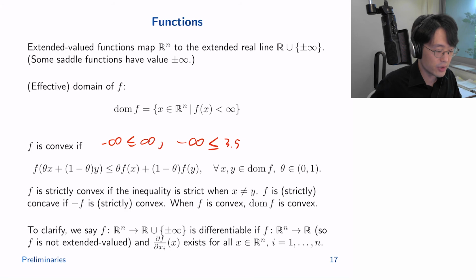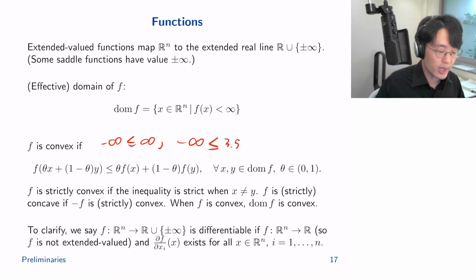We say a function f is strictly convex if this inequality is strict when x and y are distinct. So if we replace this inequality with a strict inequality and add the requirement that x is not equal to y, that's the requirement for a function to be strictly convex. We define a function f to be concave if its negation, minus f, is convex. Likewise, we say f is strictly concave if minus f is strictly convex. It's relatively straightforward to show that if a function f is convex, then its domain has to be convex. That can be shown by a basic application of the definition of convexity.